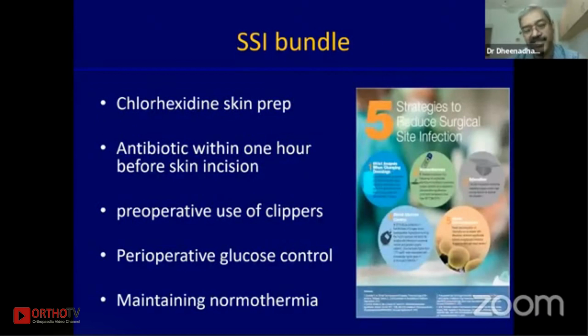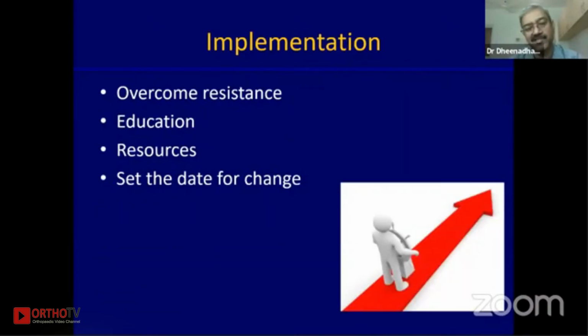As far as surgical site infection is concerned, chlorhexidine skin prep, antibiotic 1 hour before skin incision, preoperative use of clippers, perioperative glycemic control, and maintaining normothermia. These form the five biggest principles you need to look at, and you always get a good outcome.